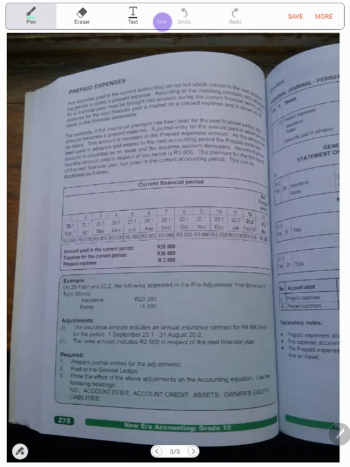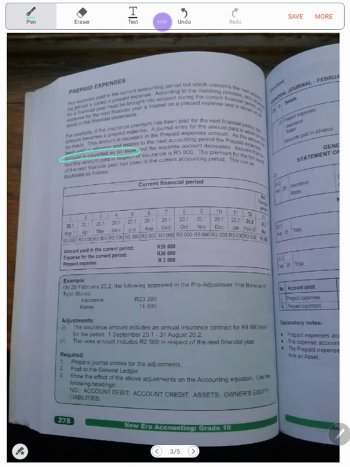For example, if the insurance premium has been paid for the next financial year, this amount becomes a prepaid expense. A journal entry for the amount paid in advance must be made. The amount is recorded as prepaid expenses as this amount has been paid in advance and relates to the next accounting period. The prepaid expense is classified as an asset, and the expense account decreases.